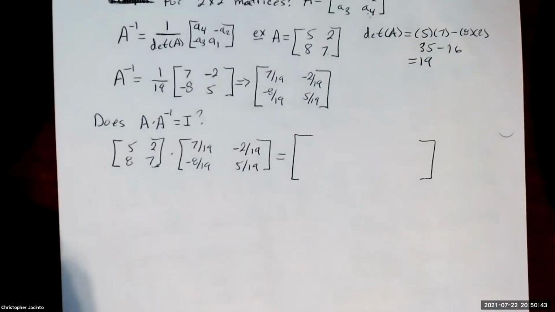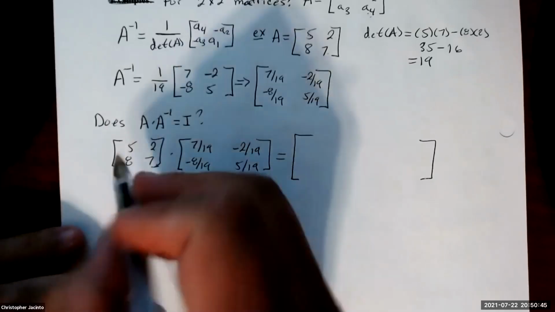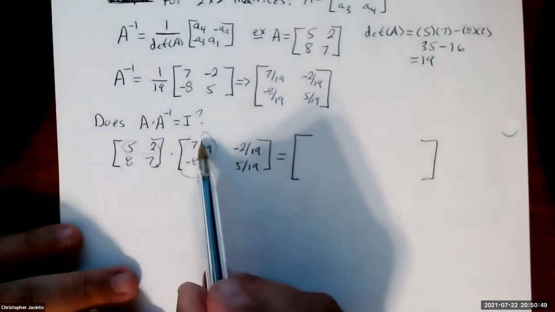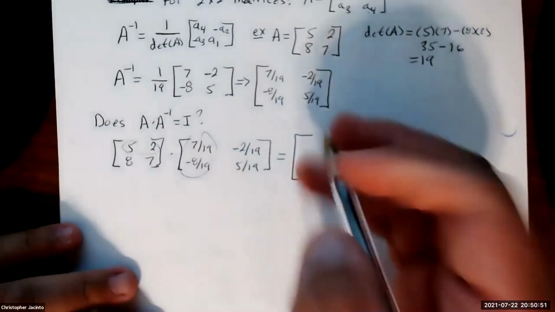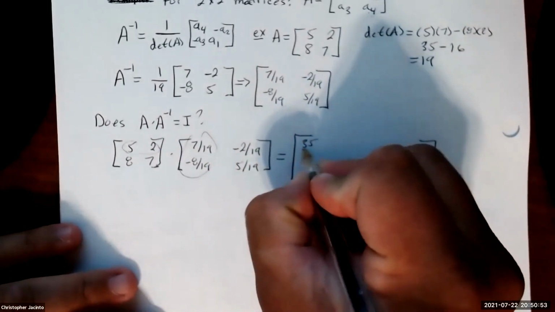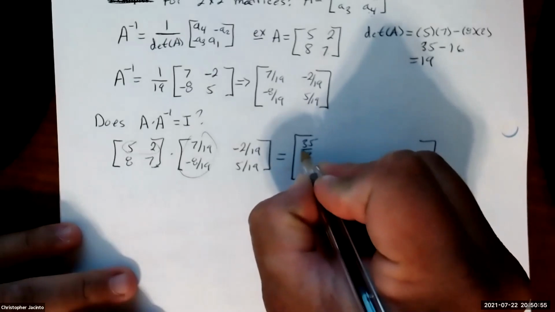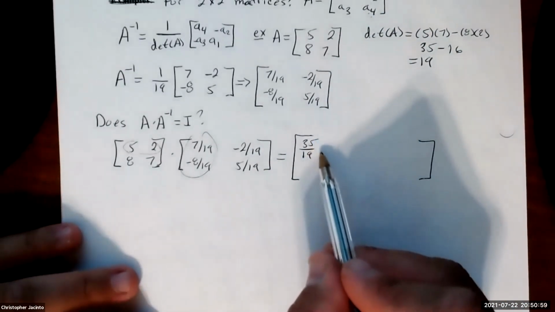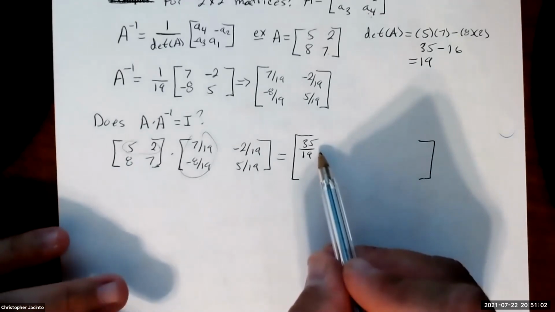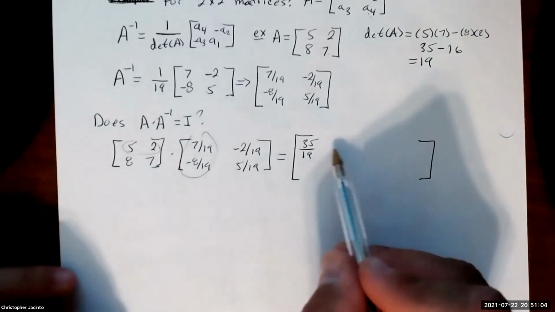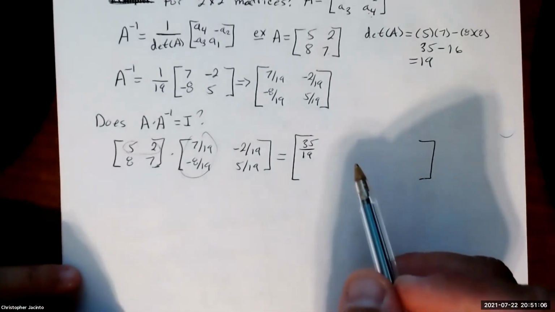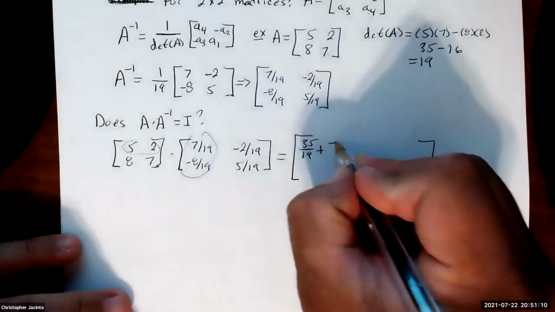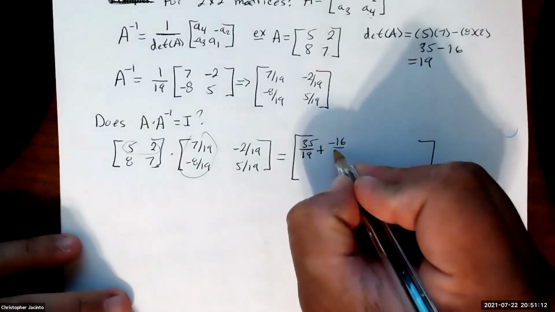Okay, so it's a 2 by 2 times a 2 by 2, so it's not too bad. Remember, it's going to be this times this. So remember, just multiply top. So 5 times 7 is 35 over 19. Are you guys comfortable if I just quickly do that multiplication instead of writing it out? Everybody good there? Just quickly skip a step. Okay. Plus 2 times -8, so that's -16 over 19.